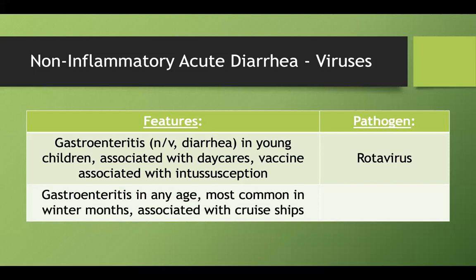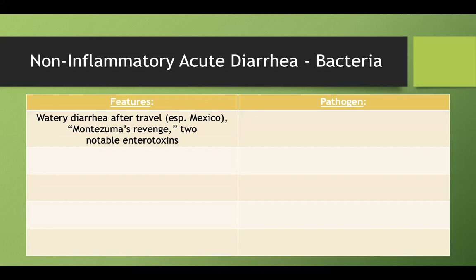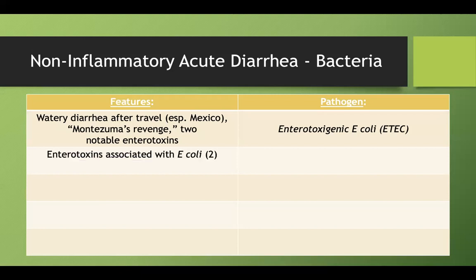On the other hand, what if you had gastroenteritis and it could be anybody, any age? It's most common in the winter months, and they love this association with cruise ships. So that would be norovirus. Moving on to some bacteria. If you saw watery diarrhea after travel, they love it. Travel to Mexico specifically. It has the nickname Montezuma's Revenge, and there are 2 enterotoxins that you need to recognize. This is ETEC, enterotoxigenic E. coli.